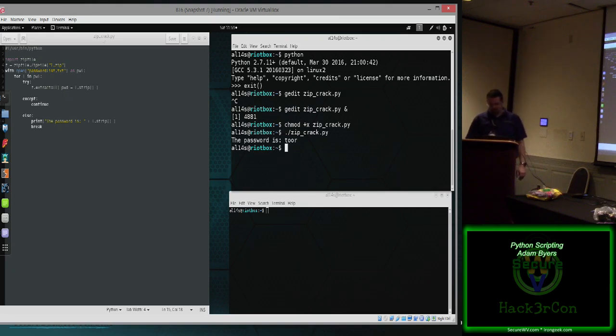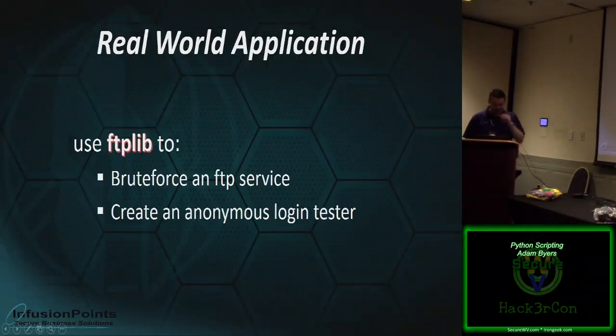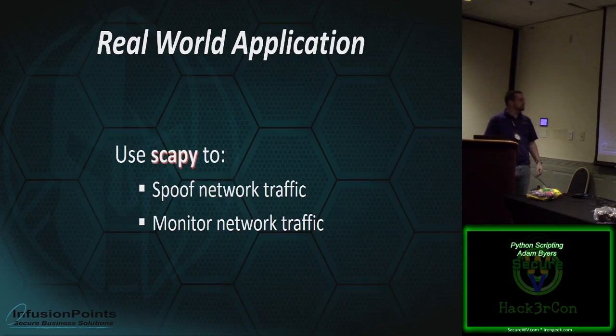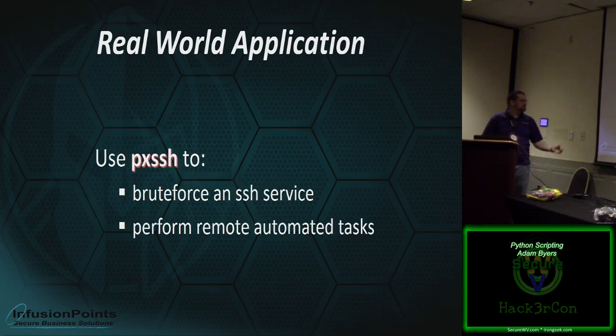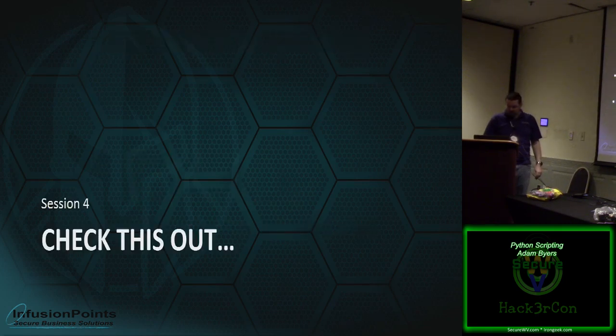So, what did we get out of the Python class? We wrote some files, right? We've got like 30 seconds left, but ftplib works with FTP services. Scapy, you can create network traffic, monitor network traffic. This comes in really handy. I can't even count these, but pxssh is another good one. Paramiko is one that I use. It is nice, for interacting with SSH. A lot of my interactions with that I use Paramiko.